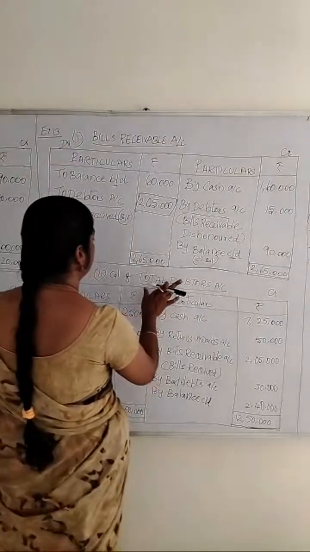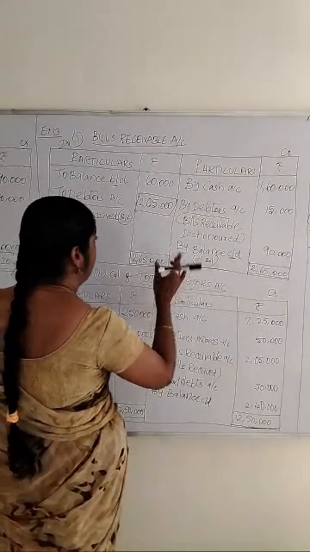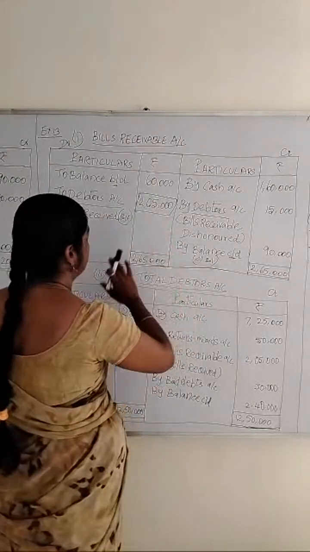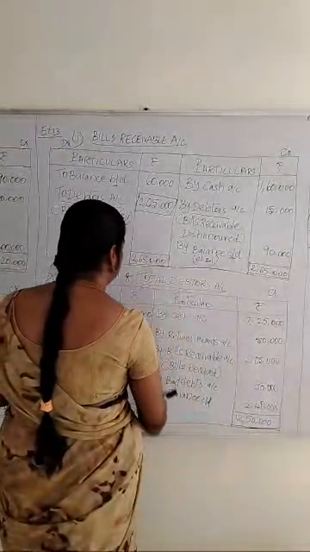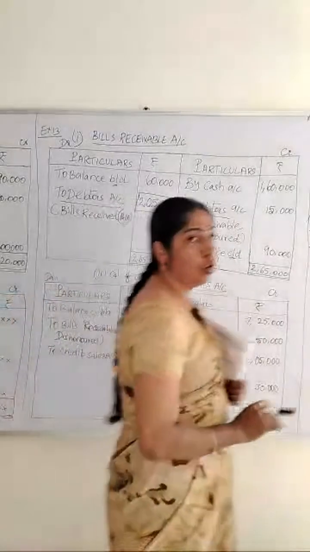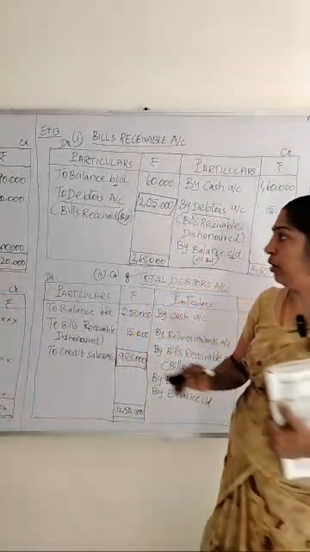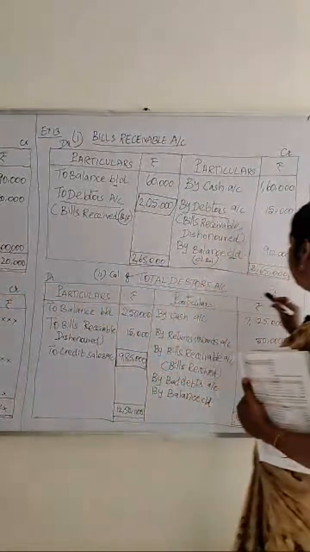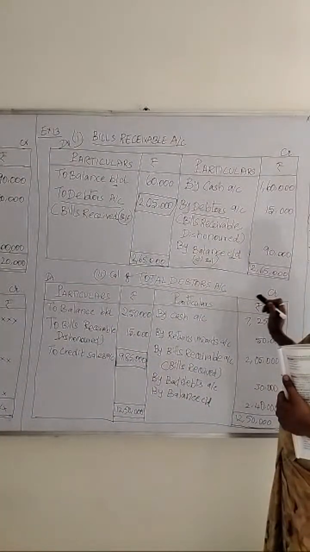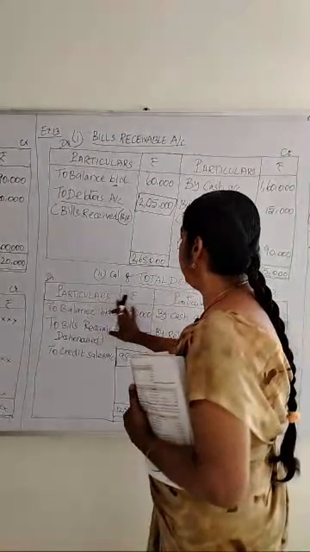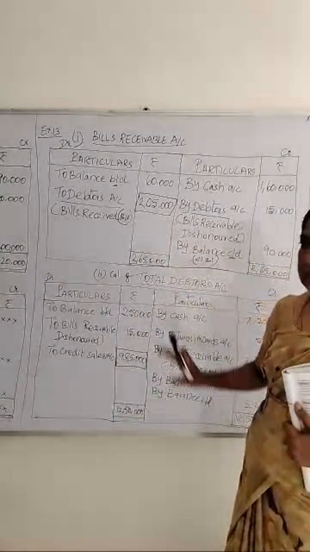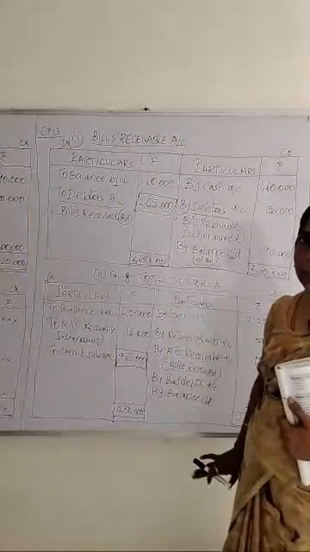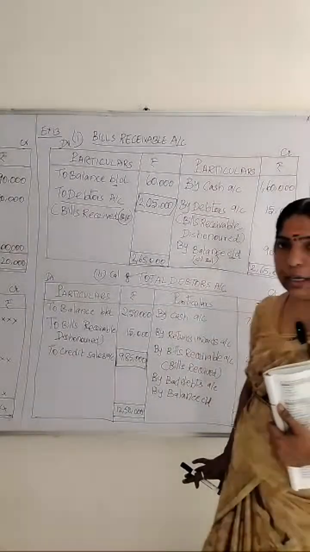So what is the format for the total debtors account? As with the bills receivable, the total debtors account is divided into 2 sides: the debit side and the credit side. On both sides we enter particulars and rupees. This is the format for the total debtors account.